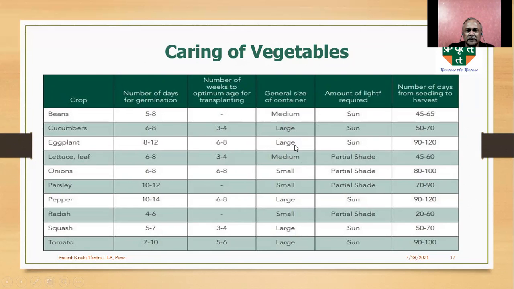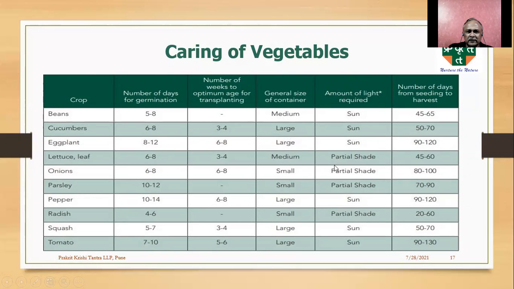The container size here, I've just given the suggestion of which kind of size of container should be there for which kind of crop. Medium means roughly 10-inch diameter, large means 12 to 14-inch diameter, and small means 6 or 8-inch diameter. So generally, if you buy the pot from the market, it is sold by the diameter of the pot, and whatever the diameter is, 1.5 times of that will be the depth of the container.